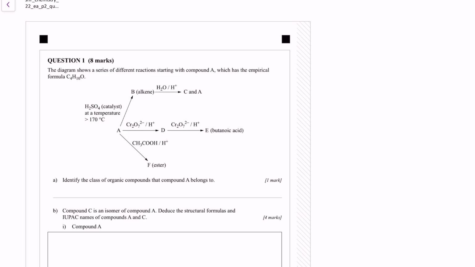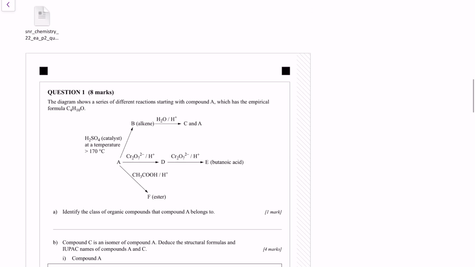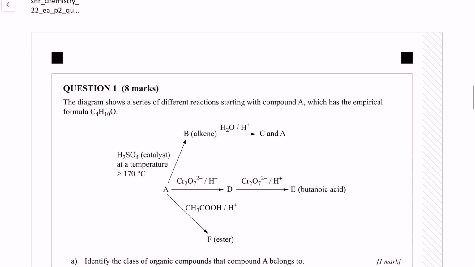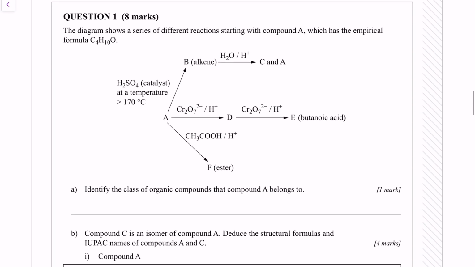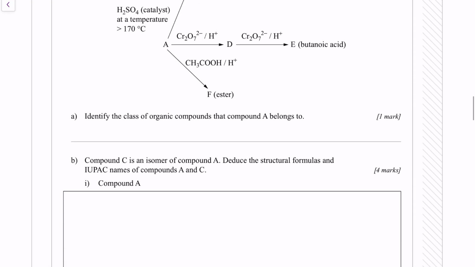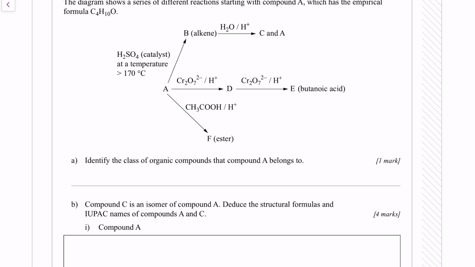All right, so now on to the past paper questions. This is 2022 paper 2, and it was the first question that came up, for 8 marks in total. And obviously we have our A's, B's, and C's and stuff. The diagram shows a series of different reactions starting with compound A, which has the empirical formula C4H10O. Identify the class of organic compounds that compound A belongs to.